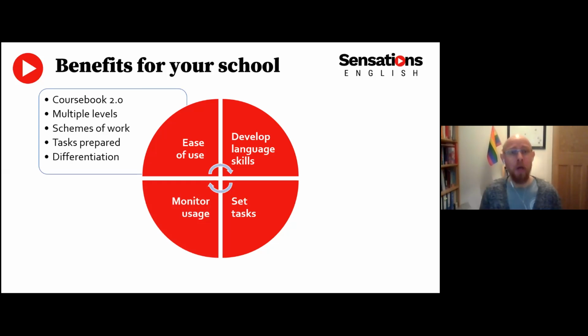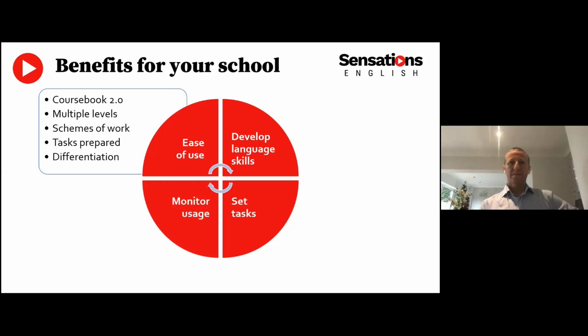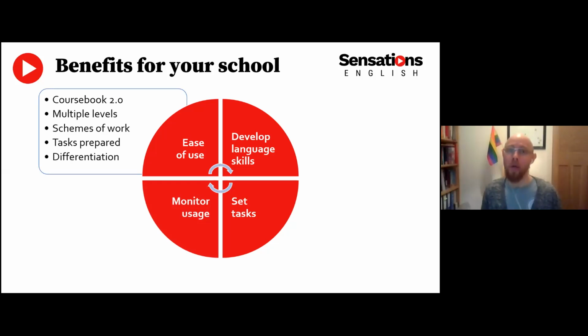So the ease of use, we're really talking about coursebook 2.0. It's left the page and it's gone into a much more expansive environment online. And that means that we can add extra things, you can tailor things, you can use the same resources at different levels, so that learners are all engaged at their learning edge.